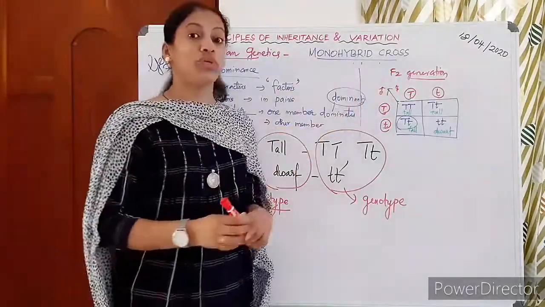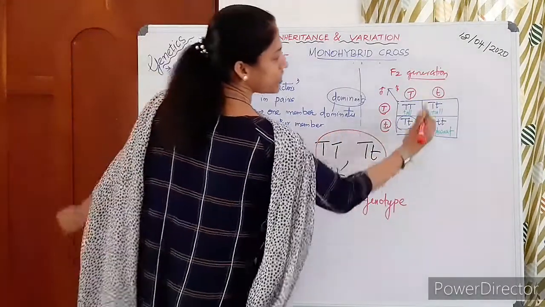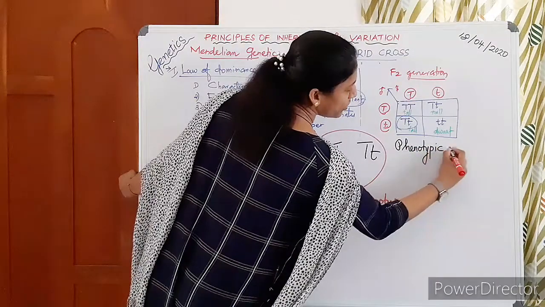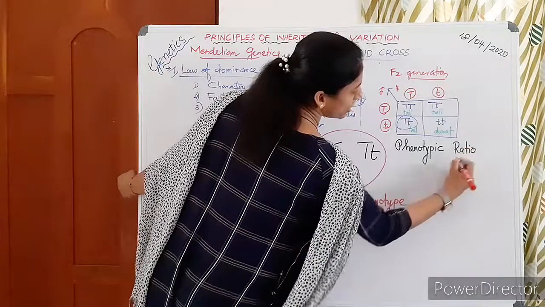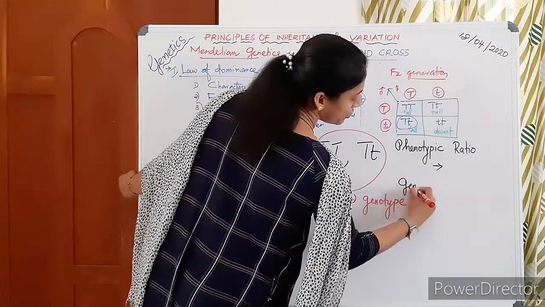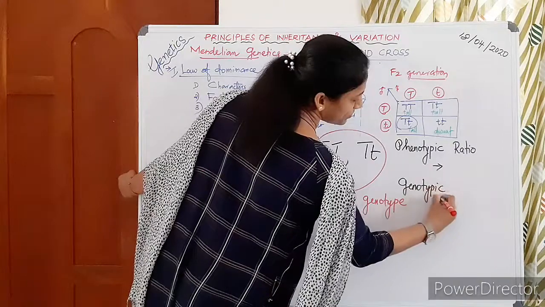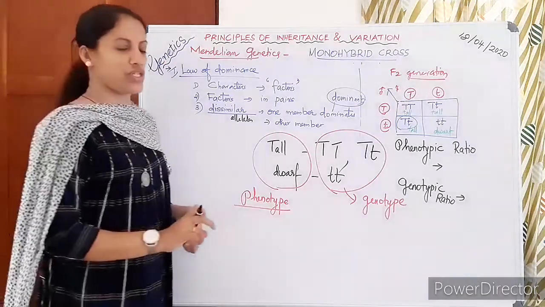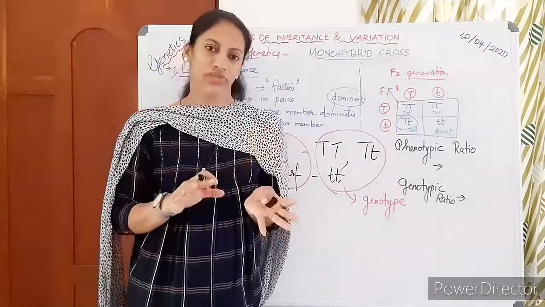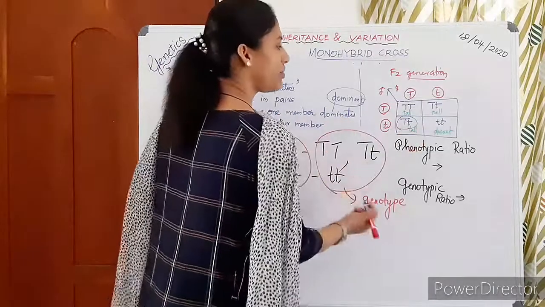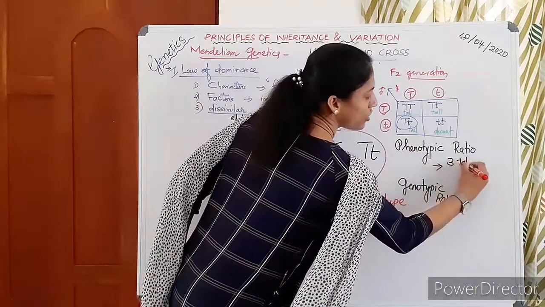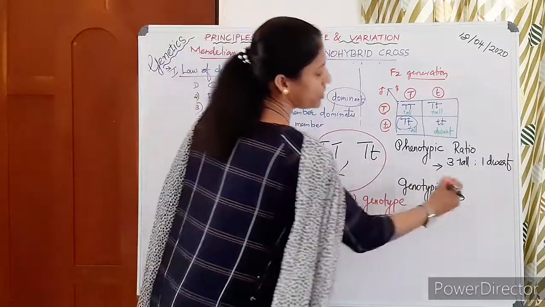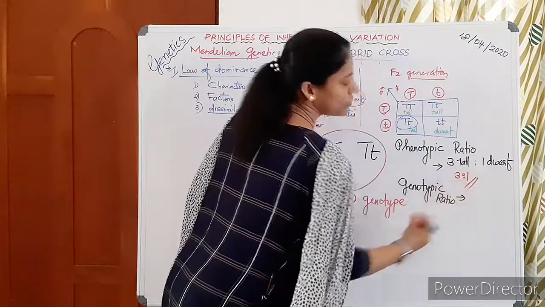Then here come two types of ratios. When we write the F2 ratio, you have to note down two ratios: phenotypic ratio and genotypic ratio. Can you say now what the phenotypic ratio is? Phenotype means the expressed feature, tall and dwarf. Phenotypic ratio is 3 tall to 1 dwarf. The phenotypic ratio of F2 is 3 is to 1.